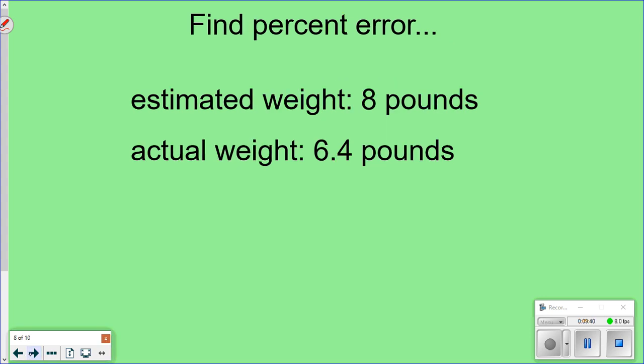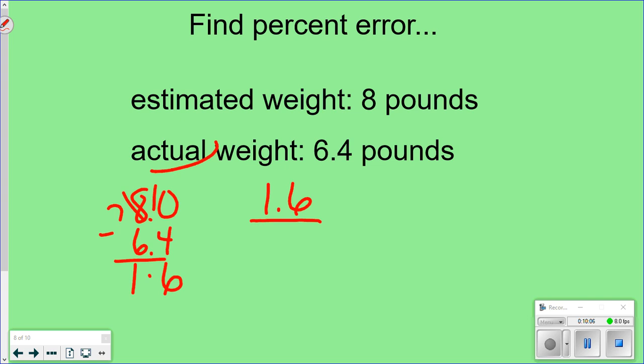All right, so here's another example. Maybe somebody estimated that the weight of a baby was going to be 8 pounds, but actually when the baby was born, it was 6.4 pounds. So we're going to find out what the difference was, and how much the estimate was off. Okay, so first you're going to find the difference. So 8 minus 6.4. So this person was off by 1.6 pounds.